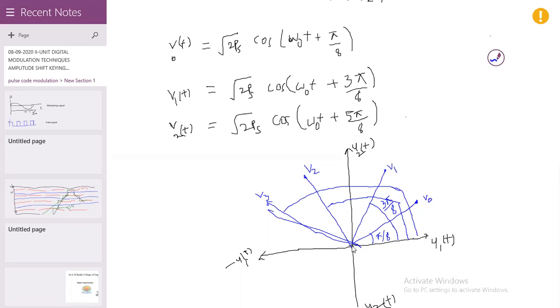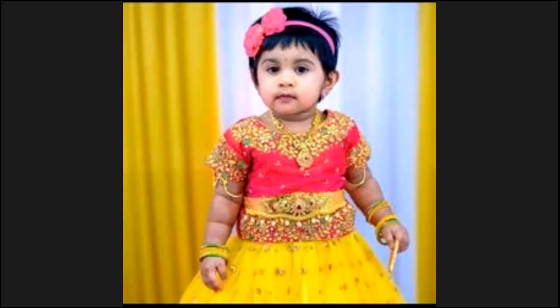Next, V4 in the third quadrant. What is the angle? V5 is 11 pi by 8. And this is V6. What angle does it come to?